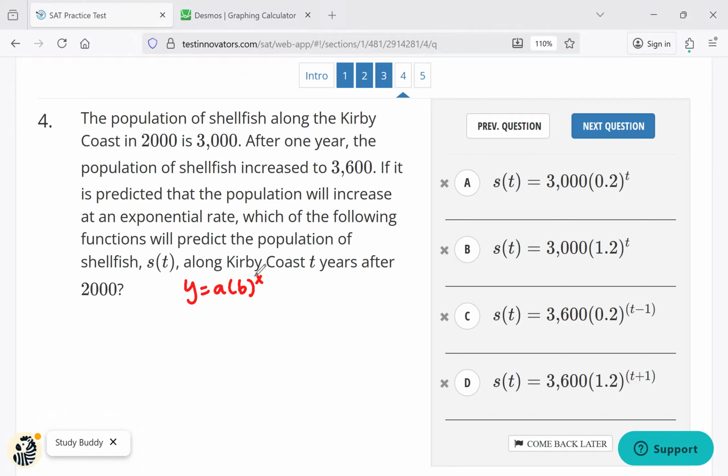Do we have our a? We do, kind of. A is your initial value. So in the year 2000, it's 3,000. Please do not write that as the coordinate. You know your x is your time and your y is your shellfish. Do not write x is 2,000 and y is 3,000. No, 2,000 is your starting point. So it's really (0, 3,000). If you plug in this point, that gives us our a value. So our a value is 3,000.